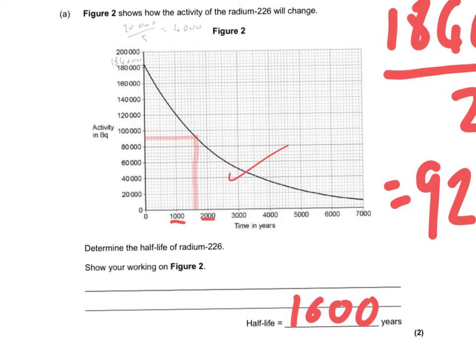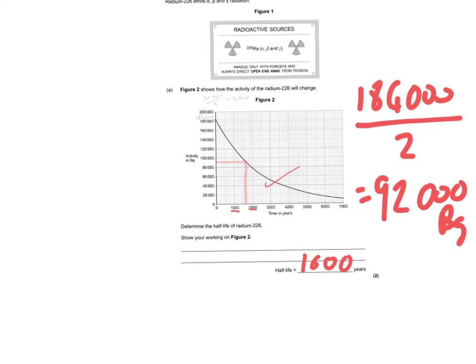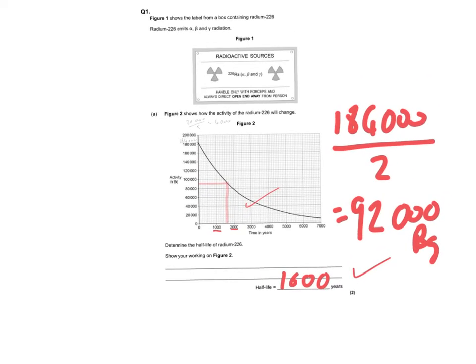Okay, reading across from 92,000. You may want to show your work in there, but it's 1 mark for reading across from the graph as I've shown there. And a second mark is for doing the 1,600. You are allowed a bit of a range on this.